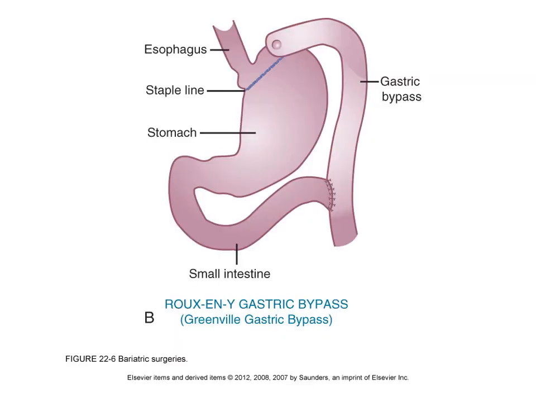Next, we see our Roux-en-Y gastric bypass. And so you can see here again where you have the staple line to create the small pouch. And again, we are bypassing a portion of the small intestine.